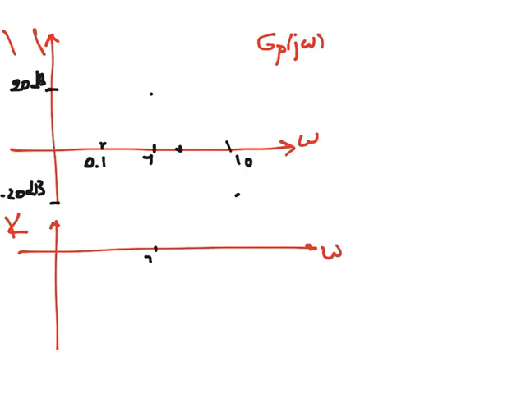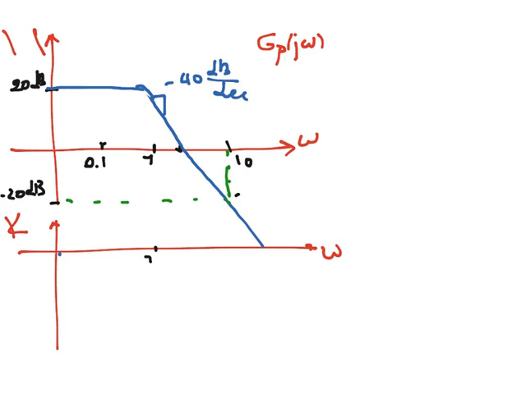For low frequencies, the amplitude graph was a flat line with 20 dB as the amplitude, and then starting from the frequency of 1, we started to have this declining line with the slope of minus 40 dB per decade, for which at the frequency of 10 we had the amplitude equal to minus 20 dB.